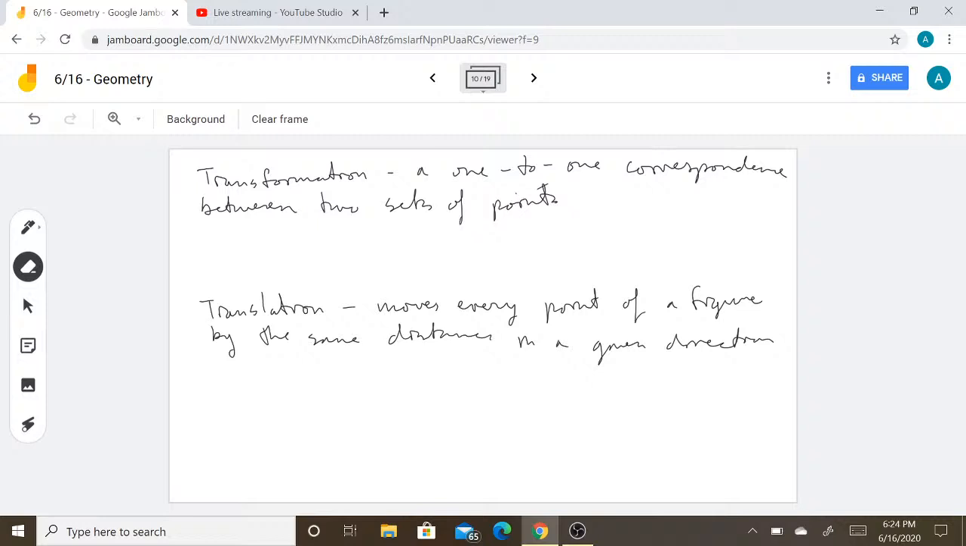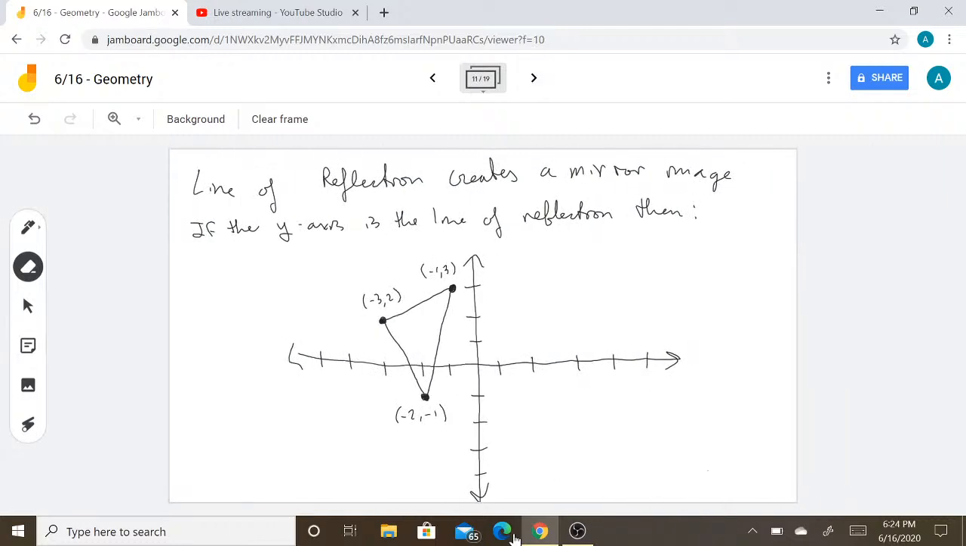And to start this lesson off, we're going to look at another type of transformation, and that's a reflection. So a reflection creates a mirror image about a line of reflection. So in this specific case, this is the original figure, and it says that if the y-axis is the line of reflection, then we're going to try to reflect this figure over the y-axis, which is this vertical axis. And reflections create mirror images.